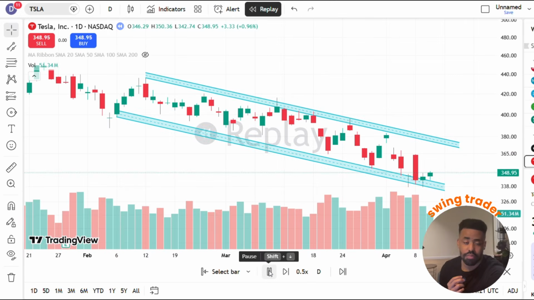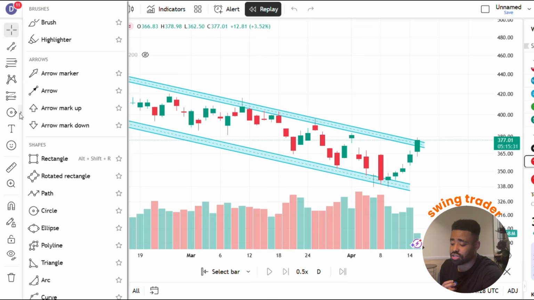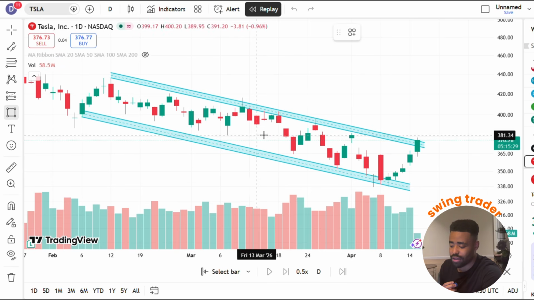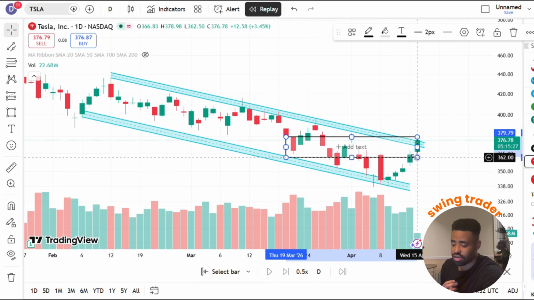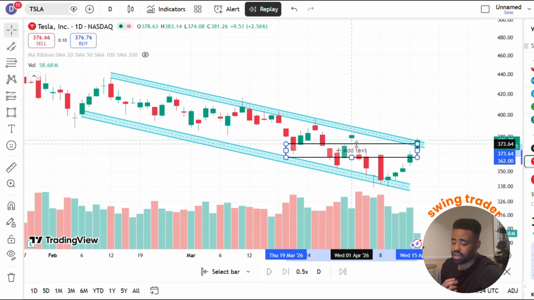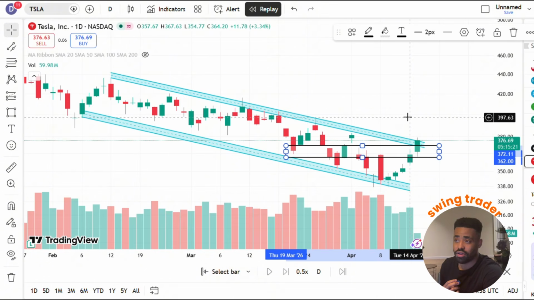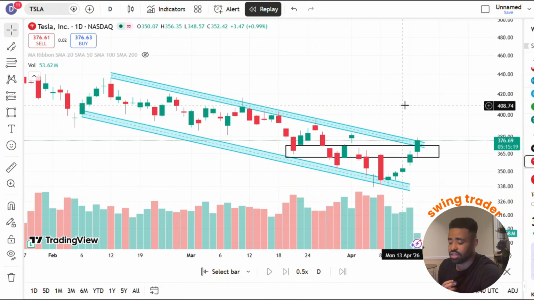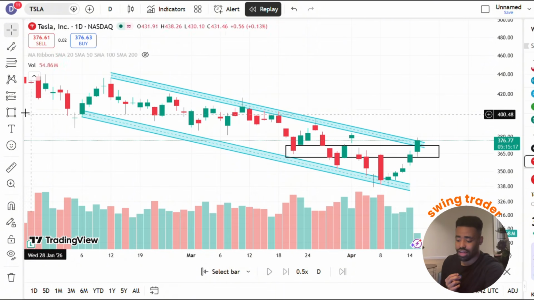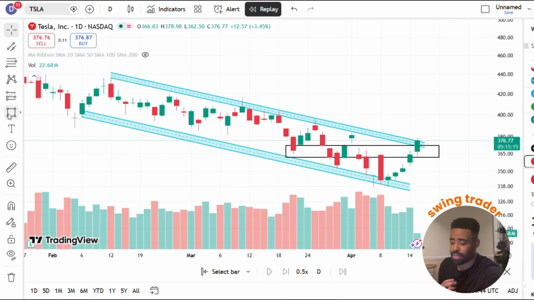Now, this is the part where most people get trapped. They see a strong move and they enter right in the middle of this range. And that's the worst place to trade, because now you're taking on more risk and you're relying on continuation without the actual confirmation. So what you want to do instead is let price come to your levels, let the setup form, and then make your decision from there.